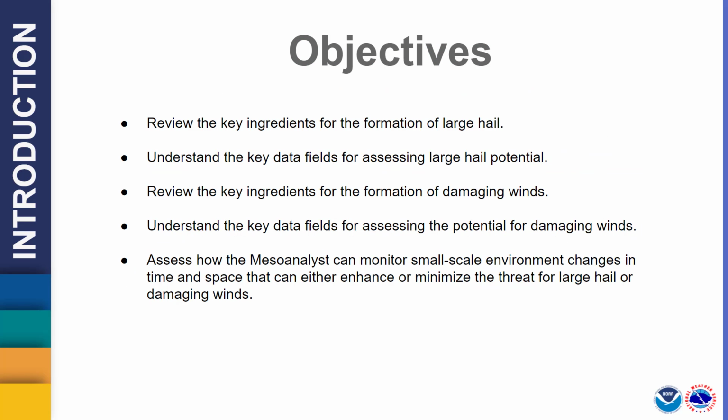Here are the objectives for this module. We'll start by reviewing the key ingredients for the formation of large hail, and then try to understand the key data fields for assessing large hail potential. Then we'll turn to damaging winds and focus on the key ingredients for that, and understand the key data fields for assessing the potential for damaging winds. Then we'll turn to how the mesoanalyst can monitor small-scale environment changes in time and space that can either enhance or minimize the threat for large hail or damaging winds.